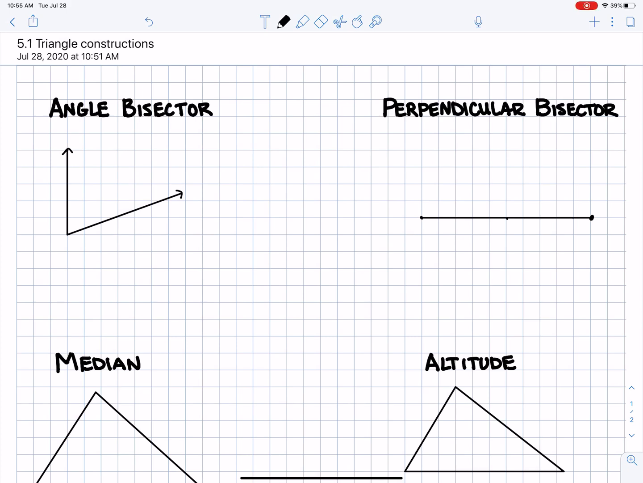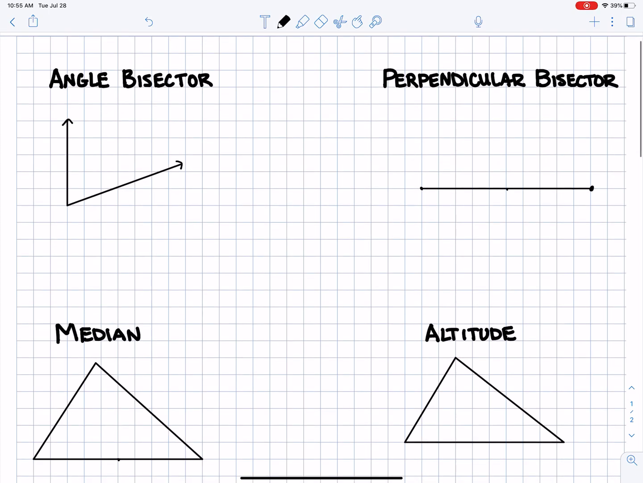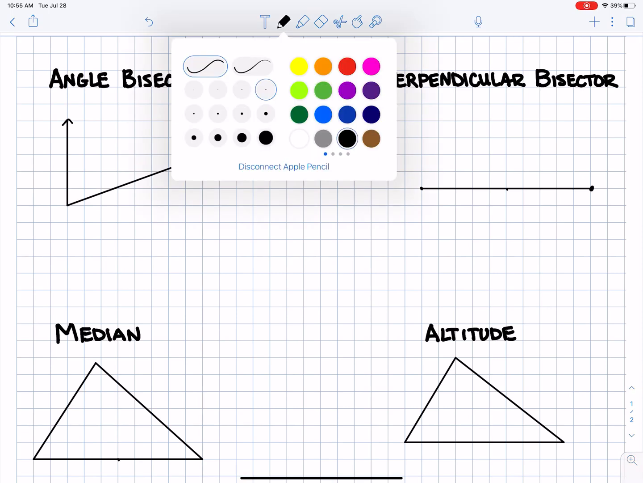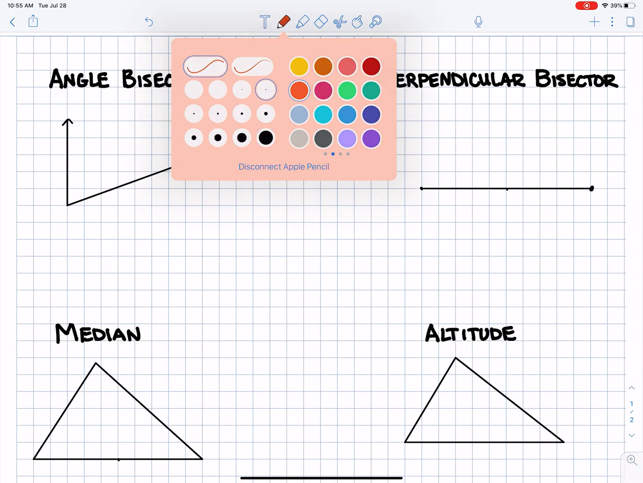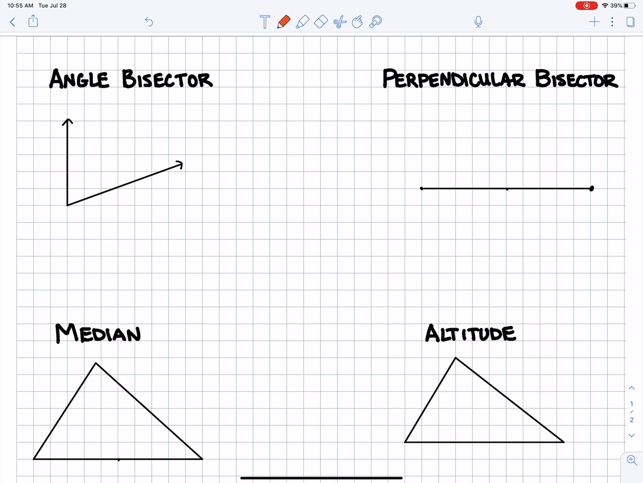These are 4 constructions that we are going to use in this centers of triangle unit. So the first one is an angle bisector. An angle bisector is a line or segment that cuts an angle into 2 congruent parts. So we have our angle right here. So an angle bisector, and we're just going to draw a line, but it would be the line that cuts this into 2 congruent parts.